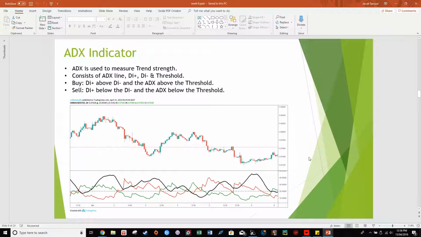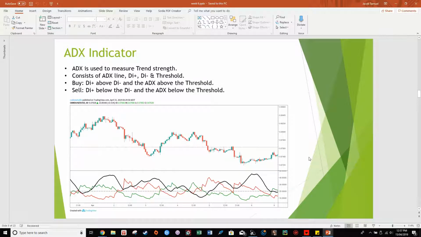Now, these red and green lines, we have something called the DI plus, which stands for directional index positive, and the DI minus, which stands for directional index minus. The DI plus is the green line, and the DI minus is the red line.